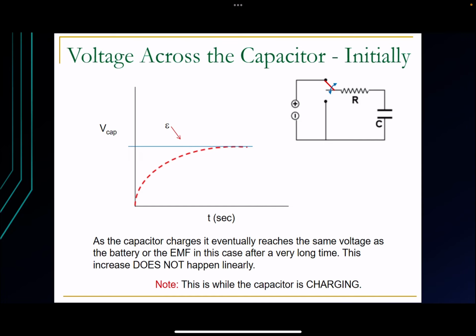So what's happening here? This does not charge in a linear fashion. It is an exponential function. As it charges, this is our 0 point here, and then this is our max. So this would be E. V cap is referring to V on the capacitor. So at any point in time, the voltage across the capacitor is increasing. And once again, it's increasing exponentially.